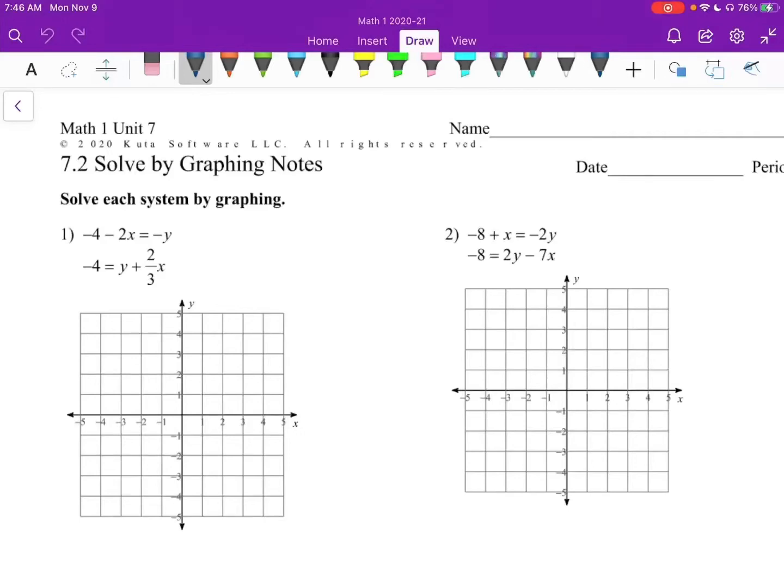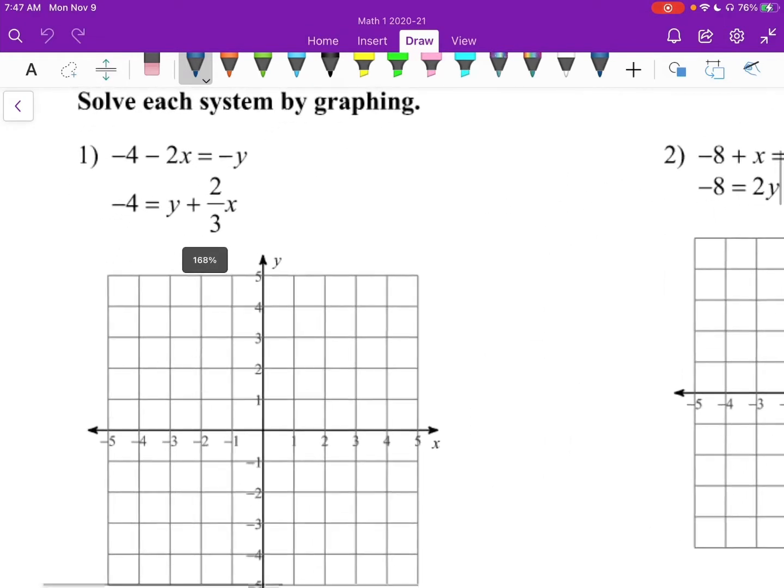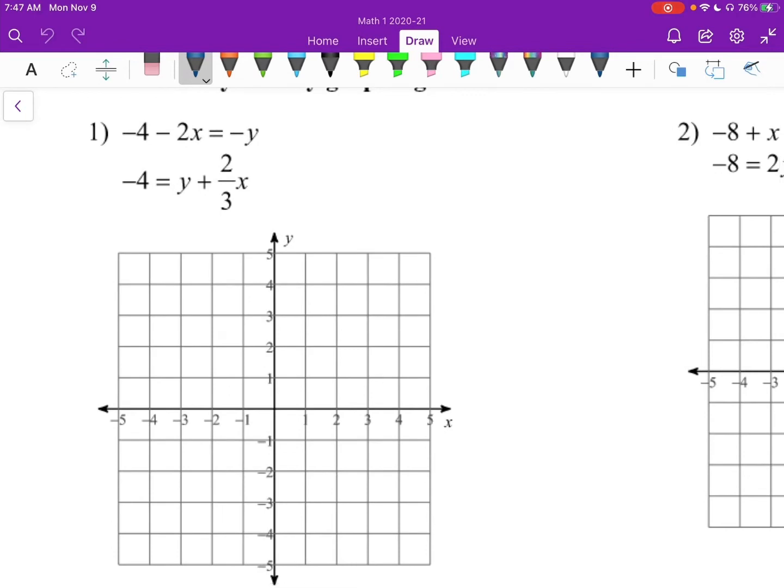All right, 7.2. Now this one we're graphing again, but it's not necessarily in slope-intercept form. So we could either move it into slope-intercept form, we could put it in general form, or if we really wanted to, we could also put it in point-slope form, but I don't think we'll be doing that. So number one, before we start, we have to get it to where we know how to graph it.